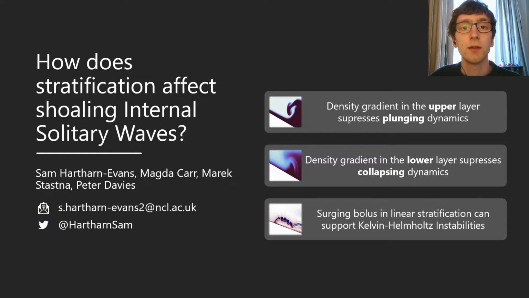So it seems that the stratification really matters when we're looking at these studies of shoaling internal solitary waves, and in particular the location of the boundary in relation to the dynamics that we're looking at seeing. So we can't form plunging dynamics where there is a density gradient across the upper surface. Likewise, we can't form collapsing breakers where we have a density gradient at the lower boundary.